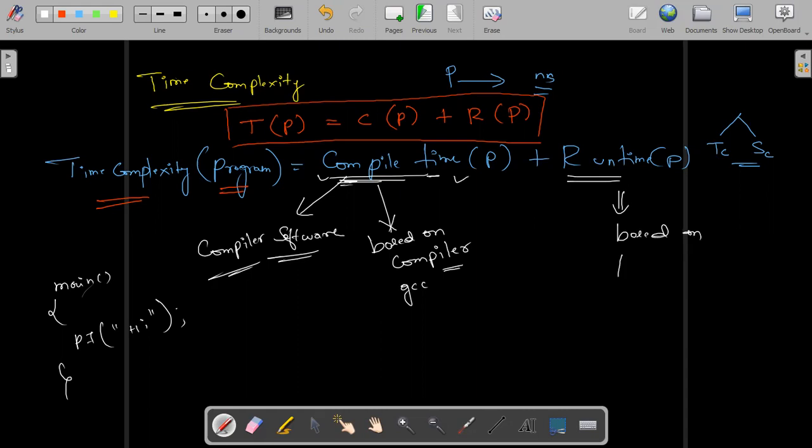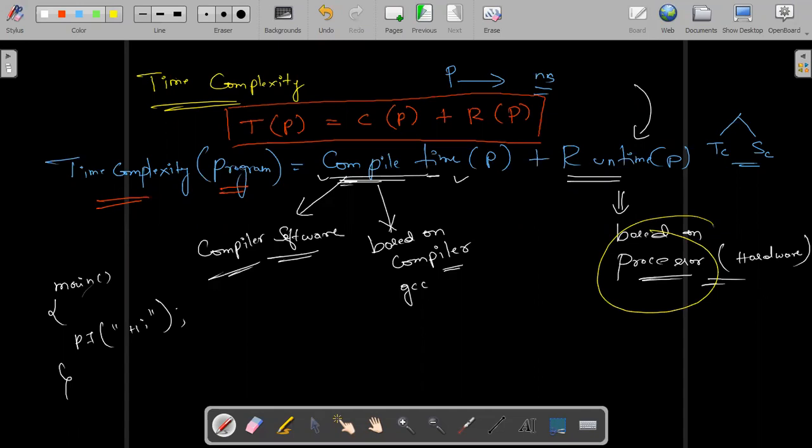based on the processor. This is very important. So what is a processor? It is hardware. Clear? Everybody clear? How do you get the runtime? Based on the processor. It's hardware.